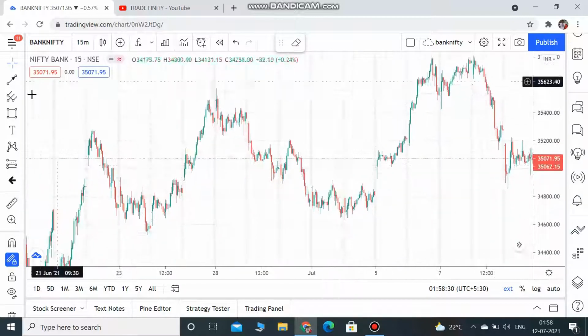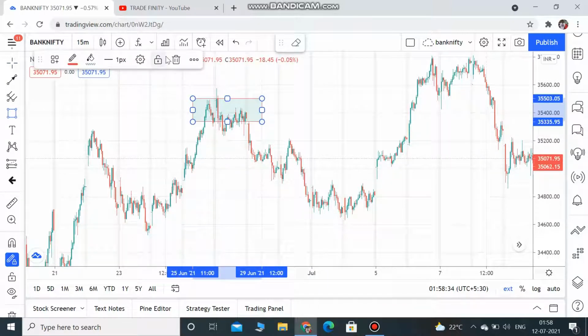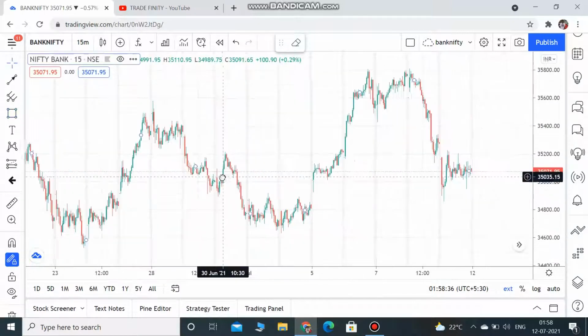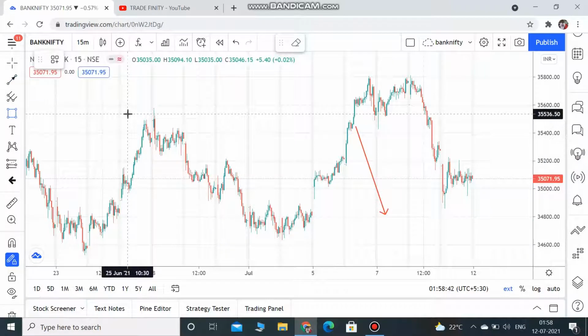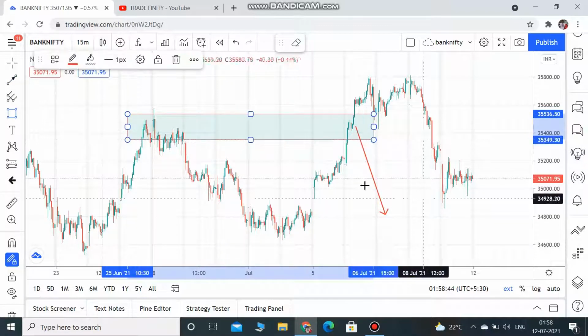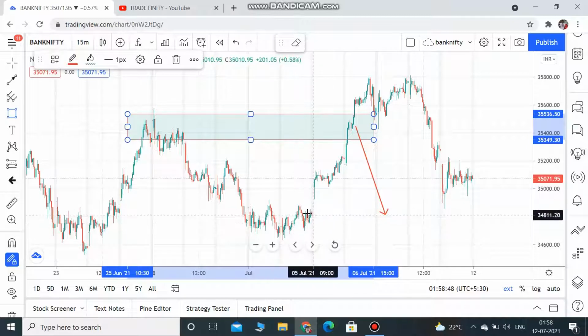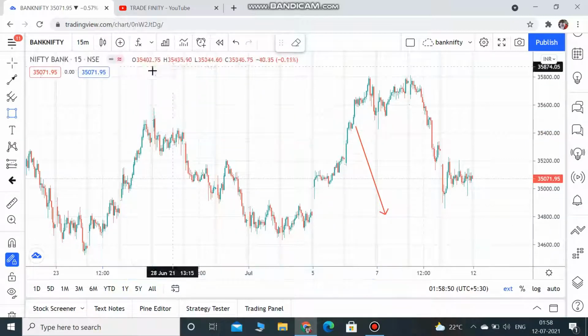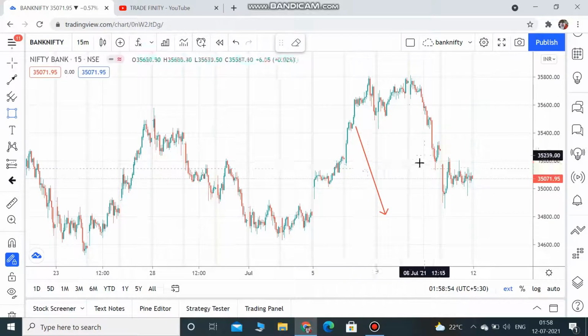So let's consider this was one of the good resistance. So what happened? It broke. You wanted to short from here, right? If this was a good resistance, you wanted to short from here and profit till here, right? This is what you would want to plan, but you were unsuccessful again here.